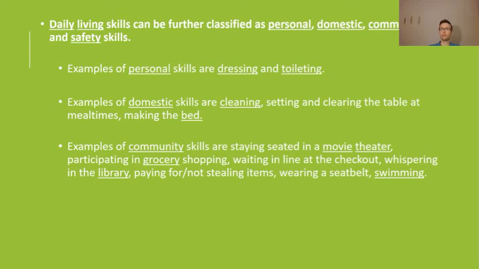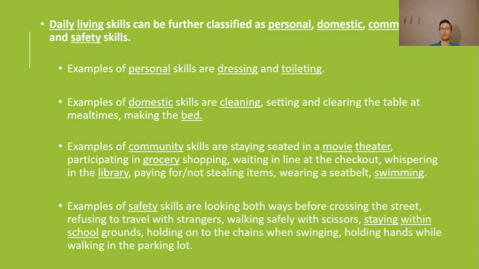Examples of community skills are staying seated in a movie theater, participating in grocery shopping, waiting in line at the checkout, whispering in the library, paying for instead of stealing items at the store, wearing a seatbelt, and swimming. We might move wearing a seatbelt down to this classification, safety skills. Safety skills are looking both ways before crossing the street, refusing to travel with strangers, walking safely with scissors, staying within school grounds, holding on to the chains when a child is swinging, otherwise they're going to fall off the swing. Holding hands while walking in the parking lot. So those are all daily living skills, and each of these would be examples of adaptive behavior, to the extent that if a learner could not do these independently, someone would have to do it for them.